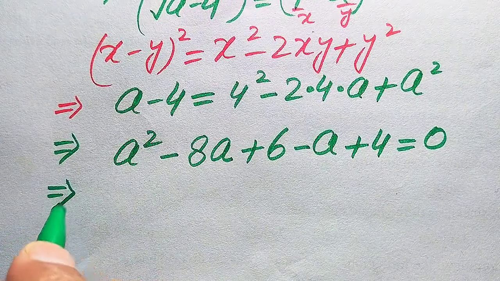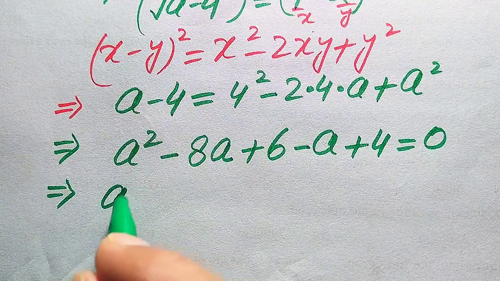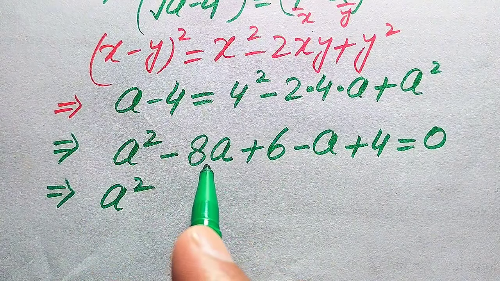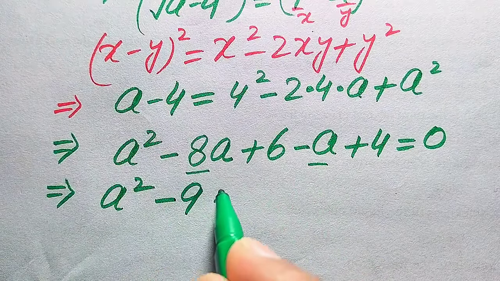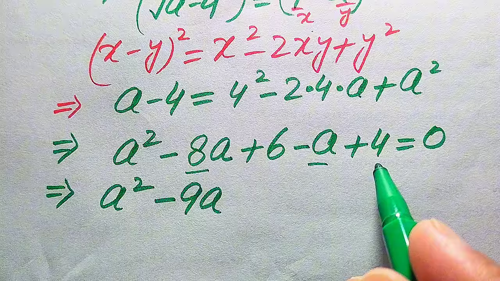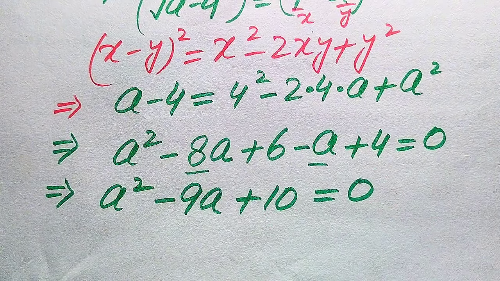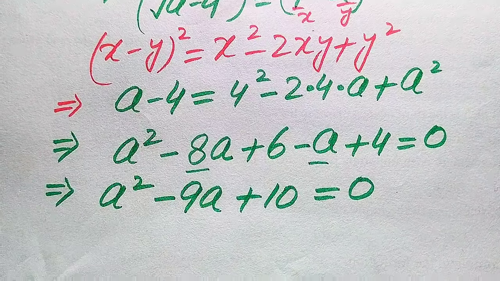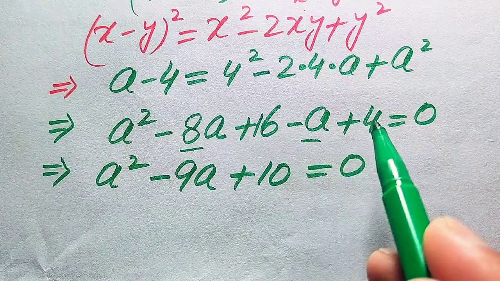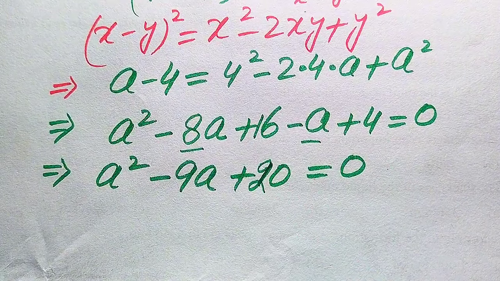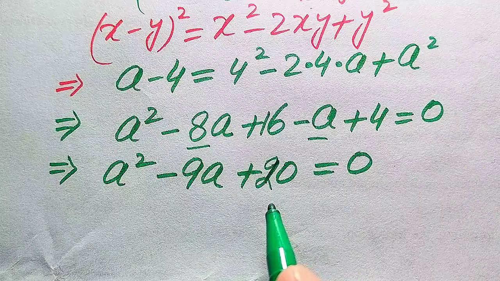And further in the next step we need more simplification, and here we add or subtract the like terms. So we have a square minus 8a and minus a becomes minus 9a, and this is 16 plus 4 becomes 20, and this whole equation is equal to 0. Here we had a little mistake: 4 square becomes 16 and 16 plus 4 becomes 20. And now you see this equation becomes a quadratic equation in the variable a.